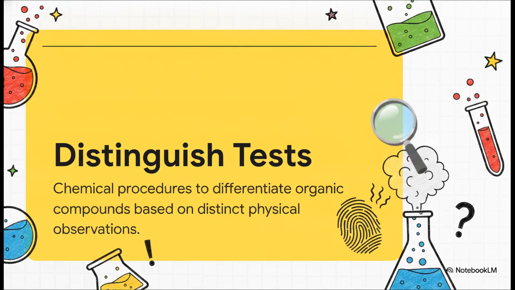Okay, let's dive into this. Our primary tools are what we call distinguish tests. Basically, these are specific chemical procedures we use to differentiate organic compounds based on distinct, undeniable physical observations. We're talking about dramatic color changes, the sudden appearance of cloudiness, or even very distinct, sometimes pretty intense smells. These physical reactions are basically the fingerprints of our chemical suspects.